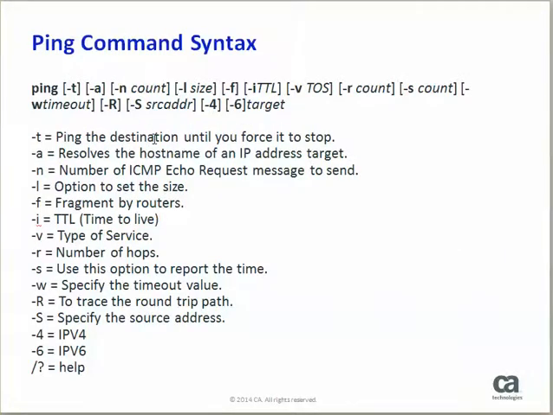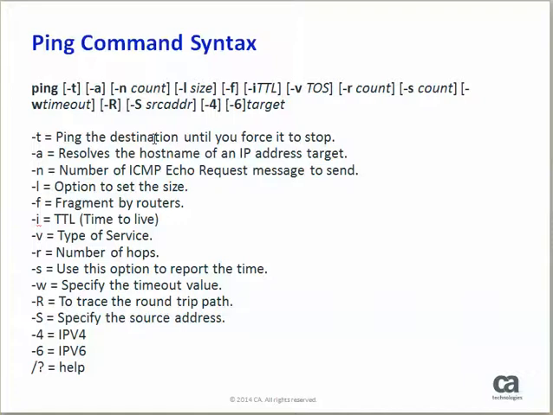Ping command syntax. -t: using this option will ping the target until you force it to stop by using Control C. -a: this ping command option will resolve, if possible, the hostname of an IP address target. -n: this option sets the number of ICMP echo request messages to send. If you execute the ping command without this option, 4 requests will be sent by default.